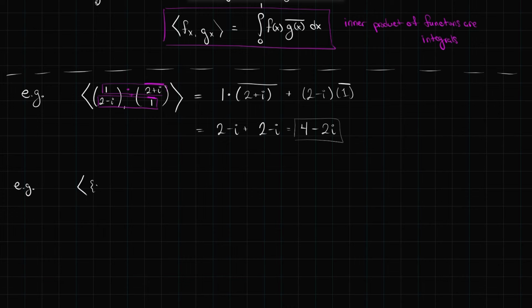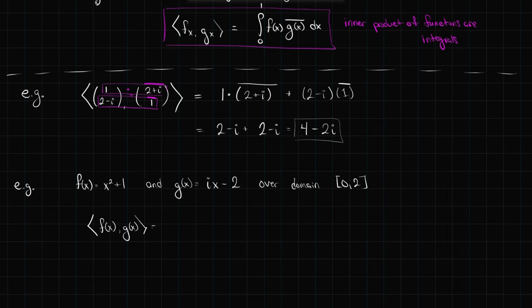But let's do another one. Let's do the function. Let's say that I have a function f of x equals x squared plus 1 and g of x equals ix minus 2 over the domain 0 to 2. Then I can take an inner product of f against g, and I end up with the integral from 0 to 2 of f, which is x squared plus 1, times the conjugate of g. The conjugate of g was ix minus 2, dx.